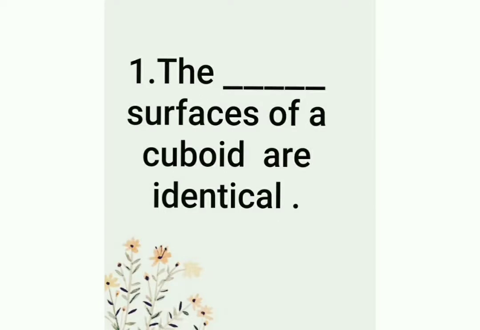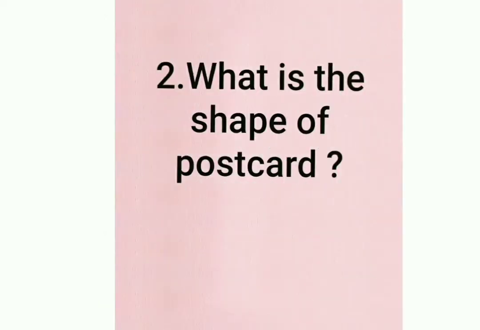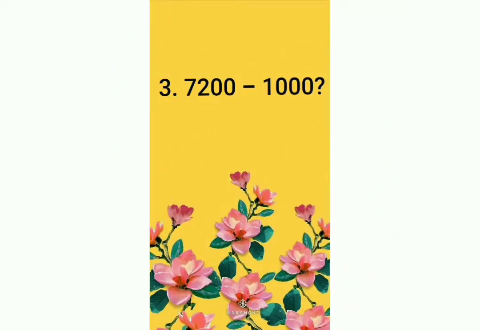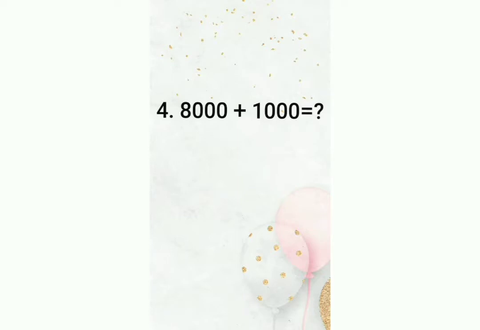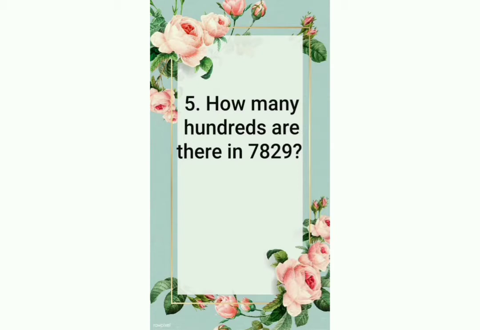Okay. First mental sum: the dash surfaces of a cuboid are identical. And the second one, what is the shape of a postcard? And the third one, 7,200 minus 1,000. And the fourth sum, 8,000 plus 1,000. And the fifth sum, how many hundreds are there in 7,829? Have you all finished?